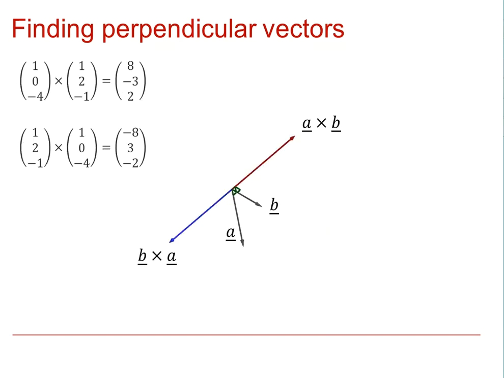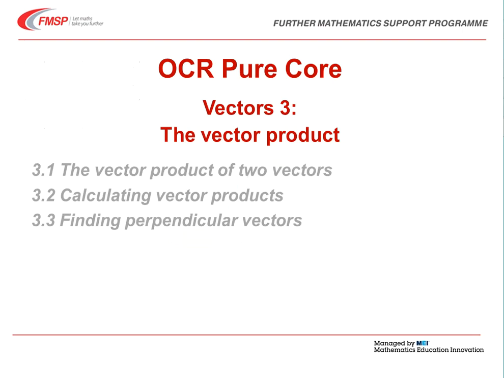You may wish to just stop there and check these results for yourselves, either manually using the formula or the determinant method, or again using your calculator. In this diagram here, you've got to try and visualize it in 3 dimensions. And then the cross product, either a cross b or b cross a depending on the direction, is perpendicular to both a and b. This is the last video of the third vector series.